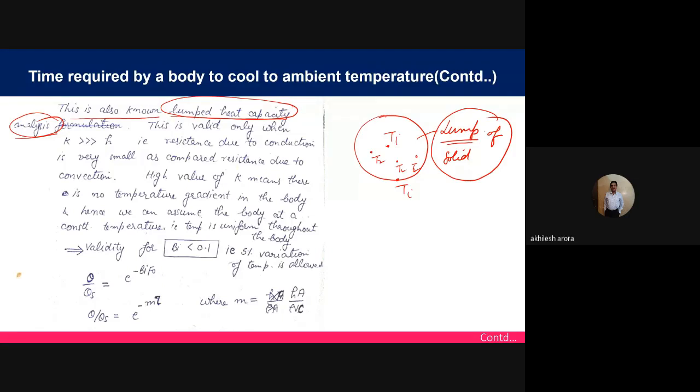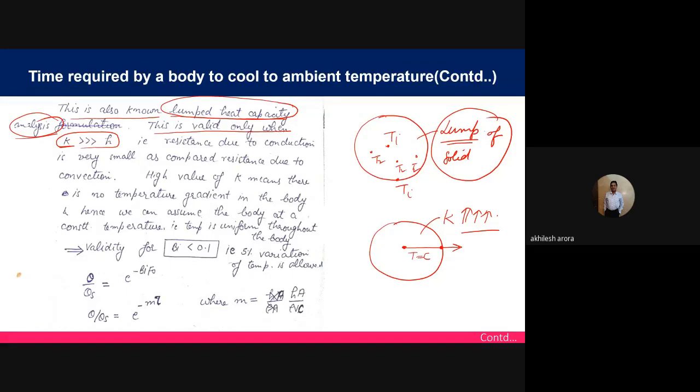But this is not the exact thing that I want to tell you. This is valid only when the thermal conductivity is very, very large in comparison to the heat transfer coefficient. And it's true: if we have a solid with very high thermal conductivity, then there won't be any change in temperature between the center and the surface, because there will be immediate transfer of energy and the temperature will remain constant.